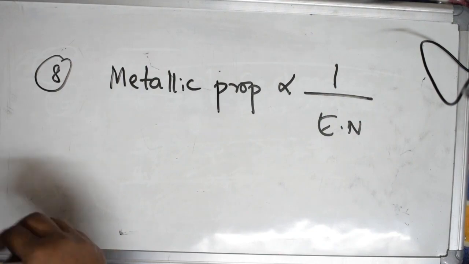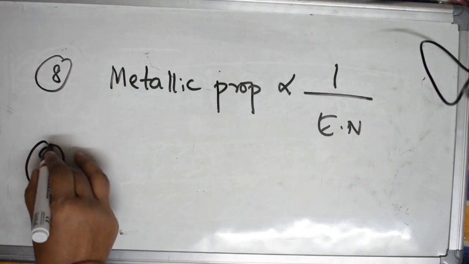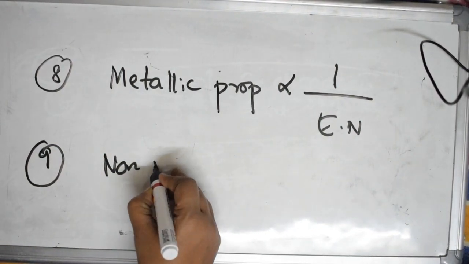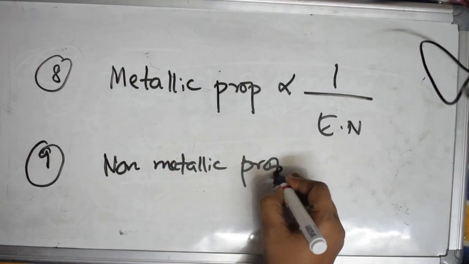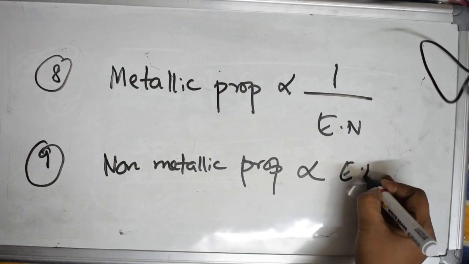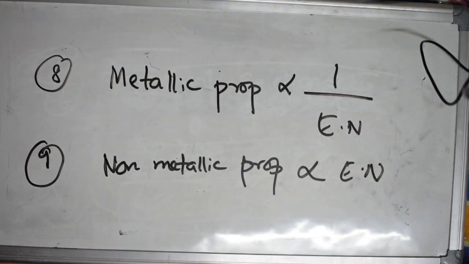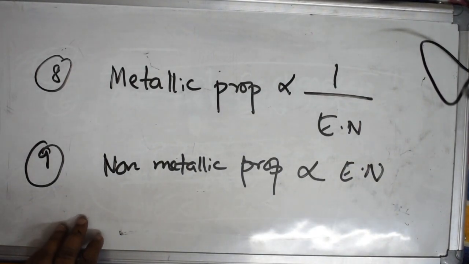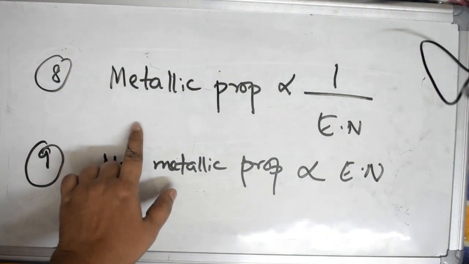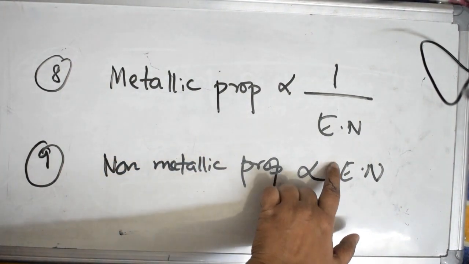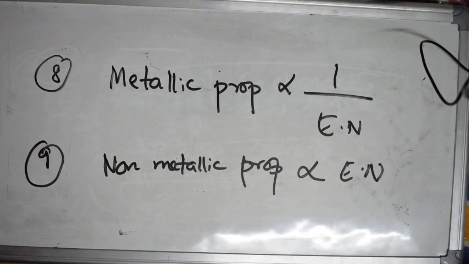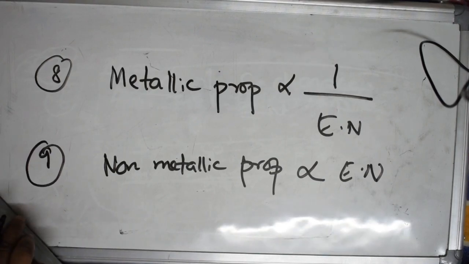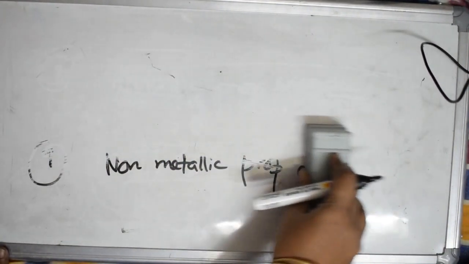Indirectly, the 9th trick, remember, non-metallic properties are directly related to electronegativity. Remember these students, important. Both the things I have written together so that it is a comparison. Metallic property is inversely related to electronegativity and non-metallic property is directly related to electronegativity. That is the concept, right? Let me erase this.